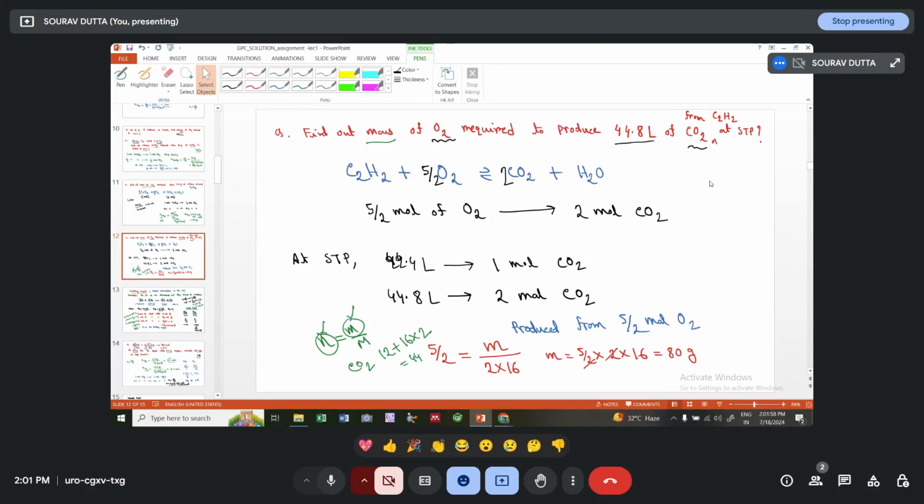So basically, to form 44.8 liter CO2, basically 2 mole CO2, we need 5/2 mole O2. So now we have to calculate the mass corresponding to 5/2 mole O2. So mole equals mass by molar mass. Here the mole is 5/2, mass is unknown to us, and molar mass of O2 is 2 into 16, 16 is the atomic mass, into 2. So mass will be 80 gram. Mass is basically 80 gram. Okay, next.